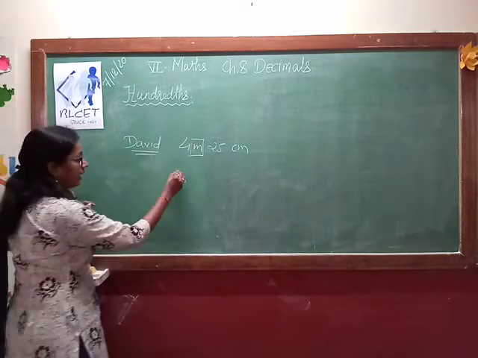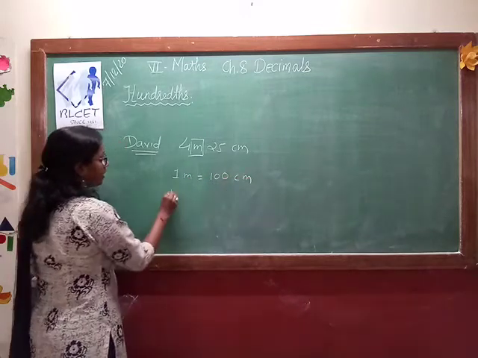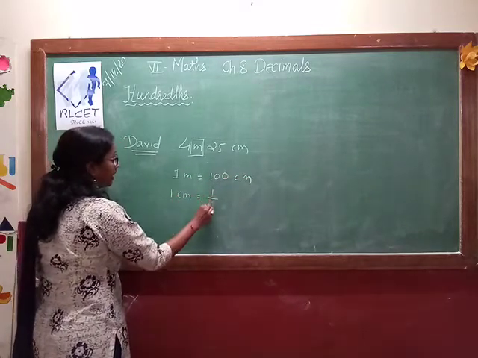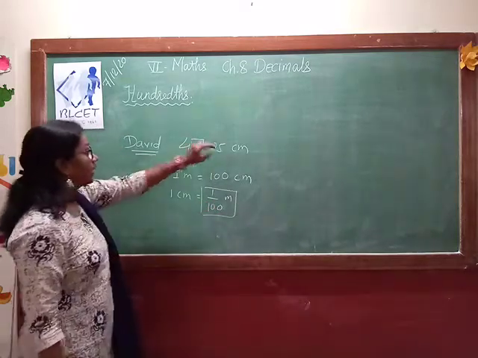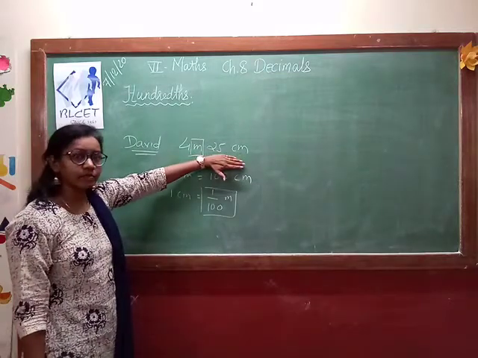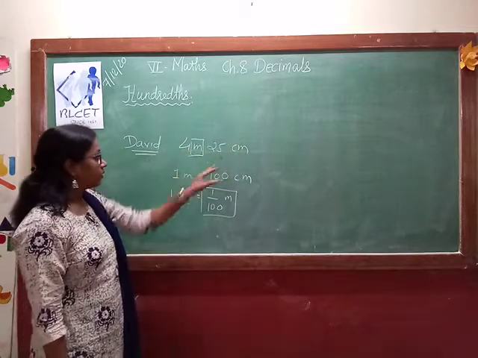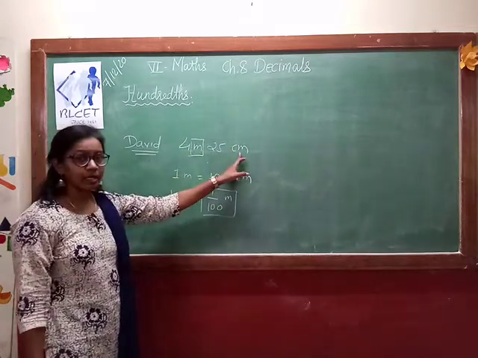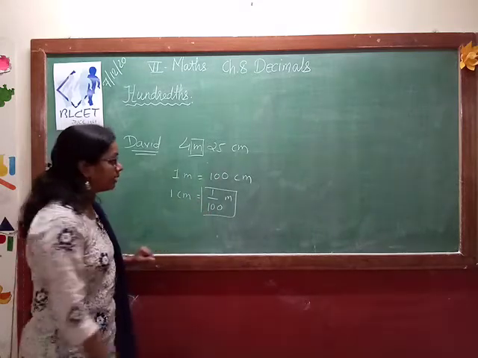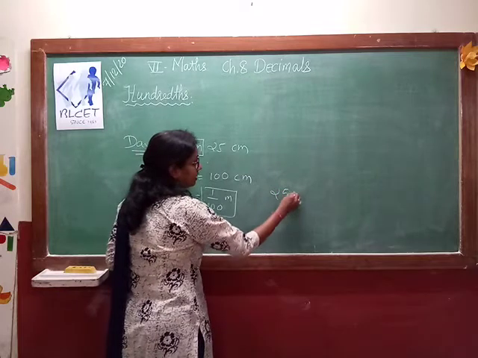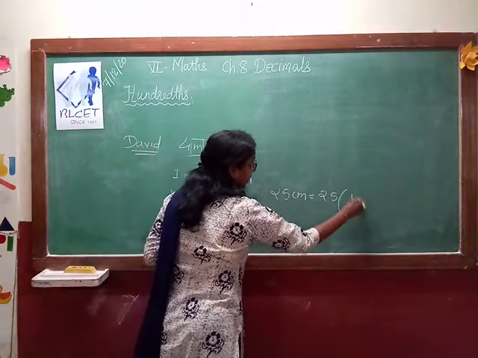As we all know, 1 meter is equal to 100 centimeter. So 1 centimeter is equal to what? 1 by 100 meter. Whatever portion is given in terms of centimeter, we have to convert in terms of meter. So to convert this 25 centimeter into meter, we know that 1 centimeter is equal to 1 by 100 meter. So 25 centimeter is equal to what? 25 multiplied by 1 by 100 meter.